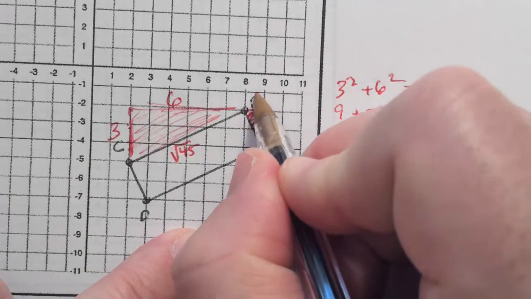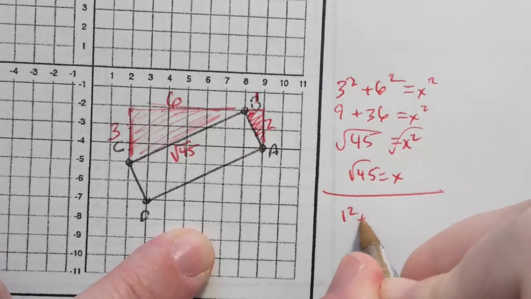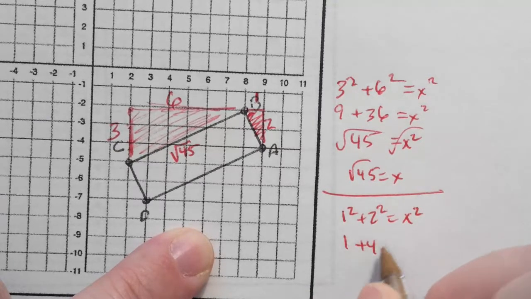This is 1 by 2. So that's 1 squared plus 2 squared equals x squared. That's 1 plus 4, which equals x squared. That's 5 equals x squared, square root of 5.